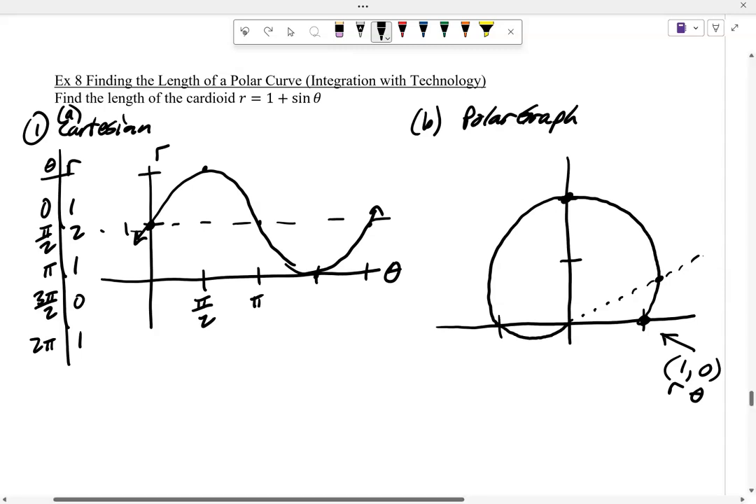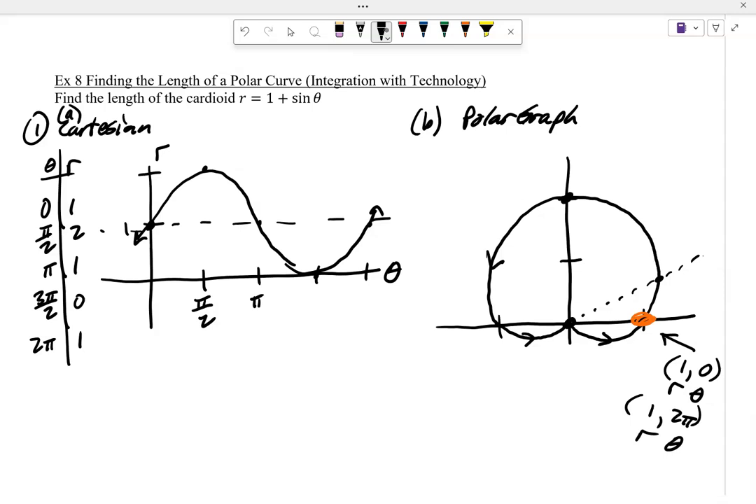Not a bad idea to hit some other points, but along the way you get to see this. We're coming around again from there. If I rotate 2 pi, my r is 1, so I'm back to here again. So we're going to go from 0 to 2 pi, we'll go around it once on this. So let's go ahead and find our arc length.